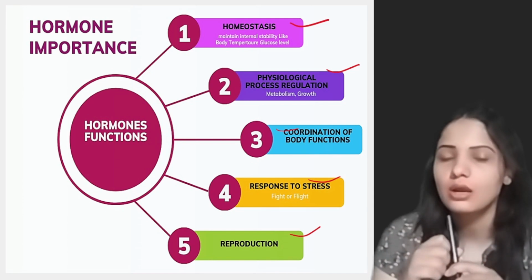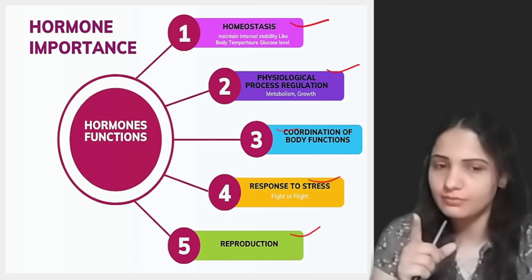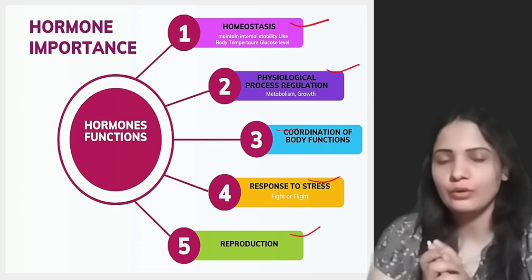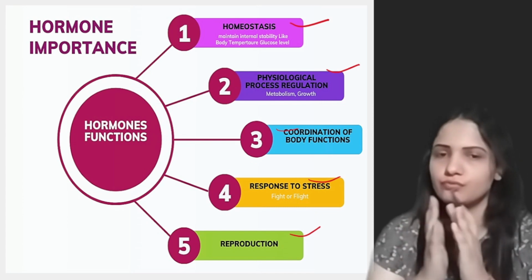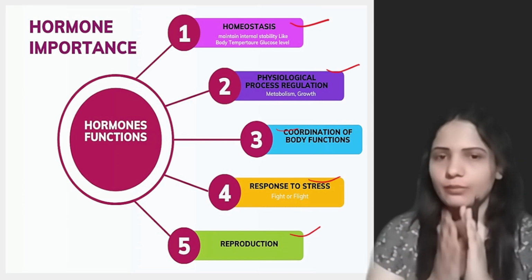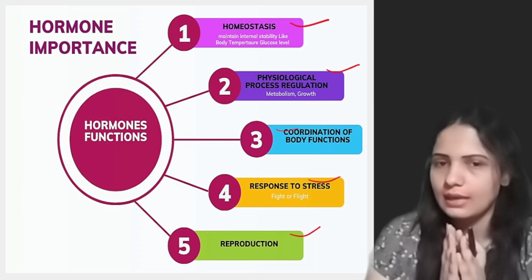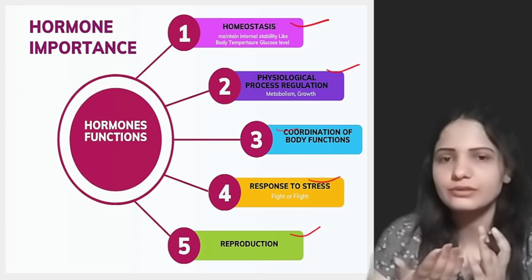Next we have this coordination of body function. Coordination of body function is also done by hormones. Now this function of coordination, hormones coordinate between different body functions. Coordination is when different organs work together. They work together harmoniously, in harmony. So this is coordination. And as we know, what is the function of hormone?